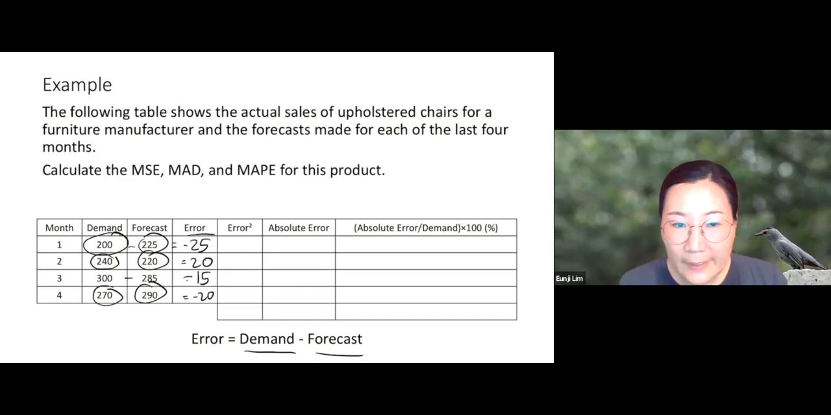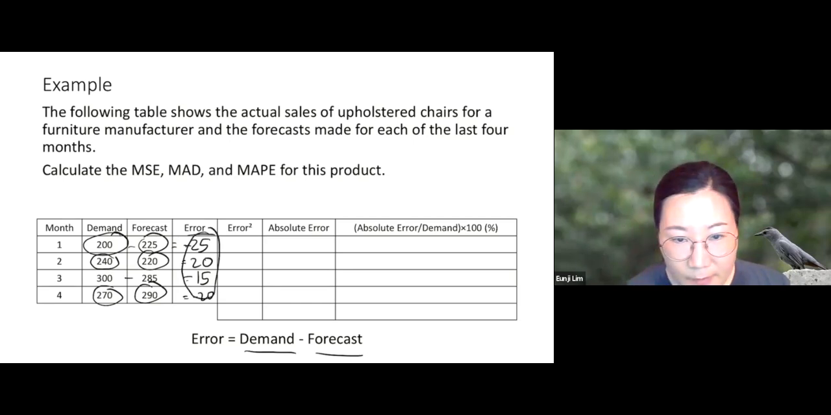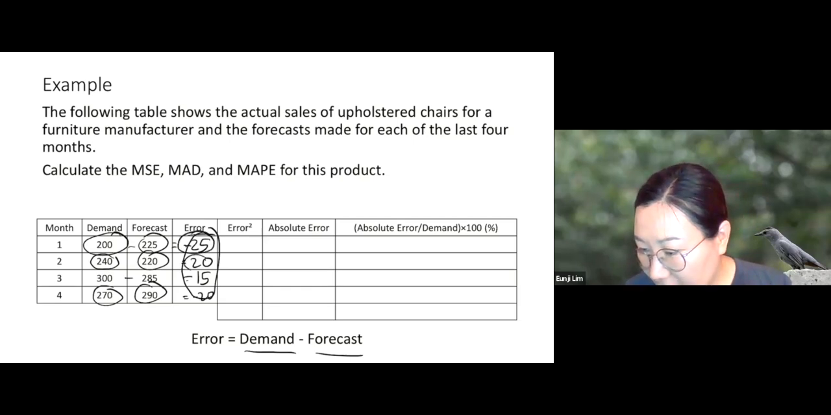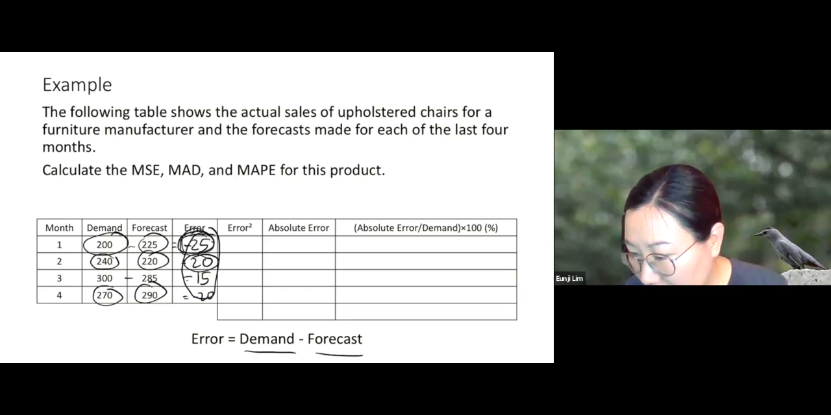Now we have 4 errors, and we want a single value that represents all of them. So how can we compute a single value that represents 4 values? How about if we just average them? Now, what's wrong with averaging these numbers? If you average them, the plus signs and negative signs will cancel out each other.